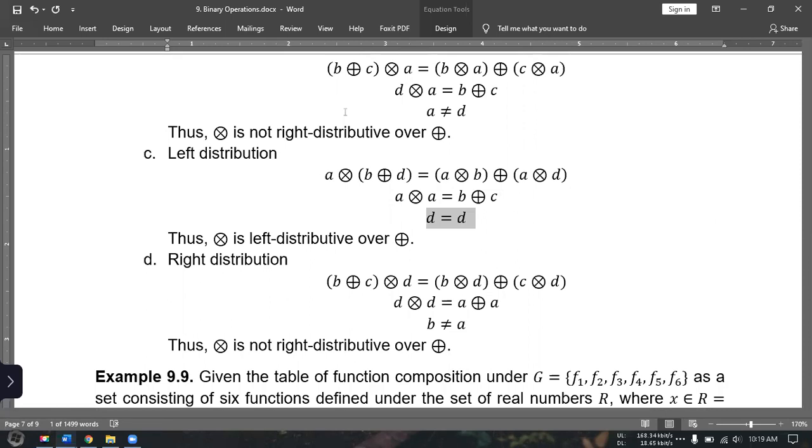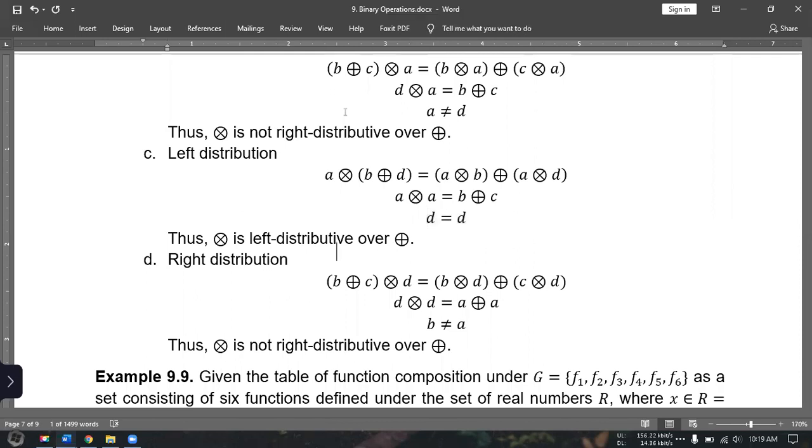The sum between B and C is, yes, it's D. Therefore, for this particular case, multiplication is left distributive over addition. So this goes to show that not all the cases were distributive, left or right distributive. There were only some cases where the properties will hold.